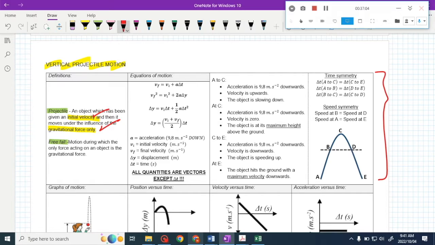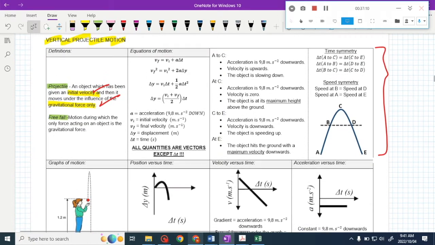Now this diagram here has nothing to do with those at the bottom. The links at the top are not the same as the ones at the bottom. Please create a distinction. In all of these equations of motion, everything is a vector. This is the final velocity, this is the initial velocity, this is acceleration. The only thing that is not a vector, the only thing for which you do not substitute a negative or positive, is the time. So all quantities are vectors except time. Don't forget this, or your answers are definitely going to be wrong. We're dealing with vectors here.